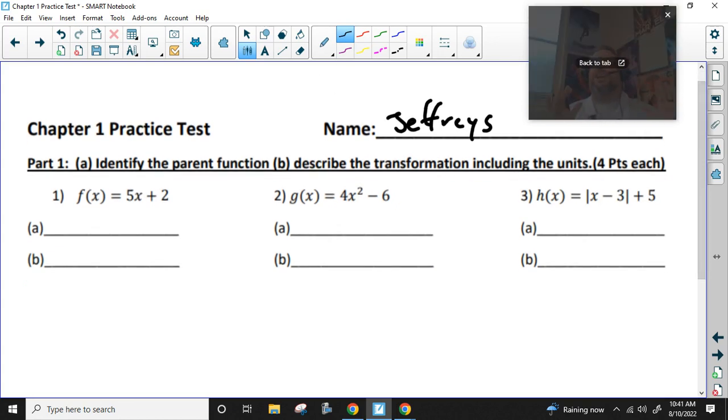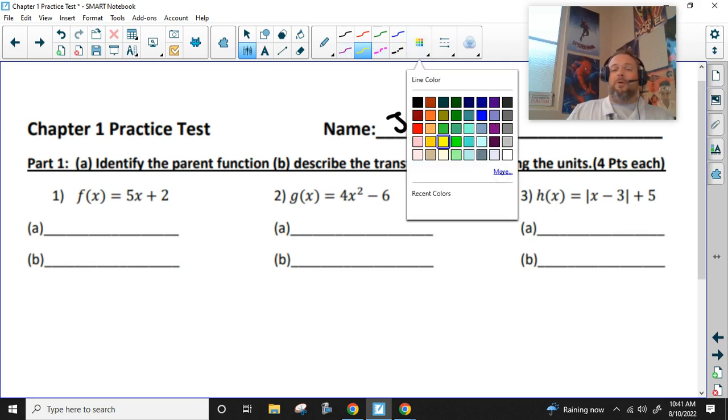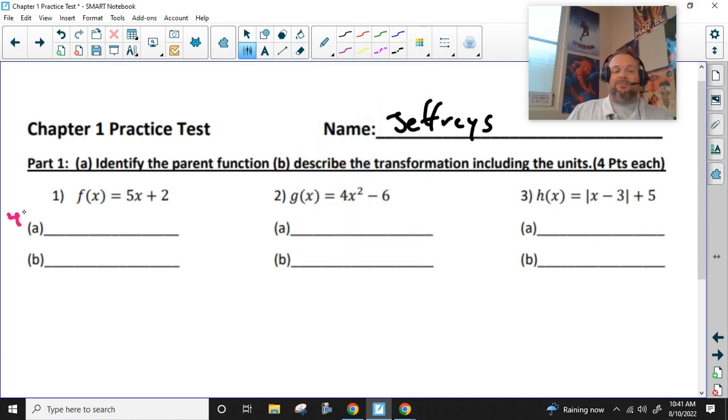You have a 33.3% chance of getting the A part right. Now, when this says 4 points each, this is what it means. I'm talking 4 points for each blank. So each A is 4 points, each B. That's 24 points just on this section. I don't know. Maybe I'm evil. Who knows?